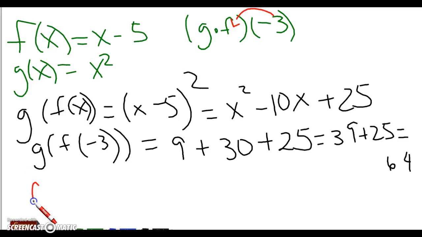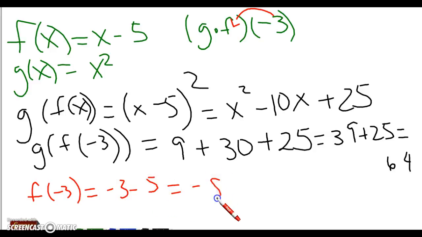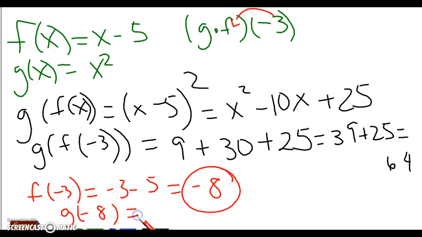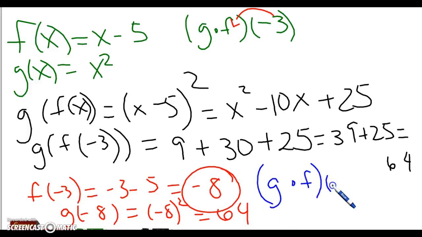The next way, or the easier way to do this, is to first plug it in for f. So we'll do f of negative 3, which is negative 3 minus 5, which is negative 8. Then I'm going to plug in this negative 8 into my g of x. So g of negative 8 gives me negative 8 squared, which is 64. So g composed of f of negative 3 equals 64.